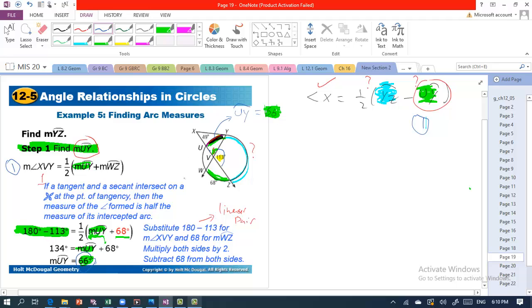The intercepted arcs: it's equal to half of the sum of 68 plus UY. So on the left side we have the measure of angle 1, and we have the arc 68, but we don't have UY. From here we can find UY. So now take 68 to the other side.